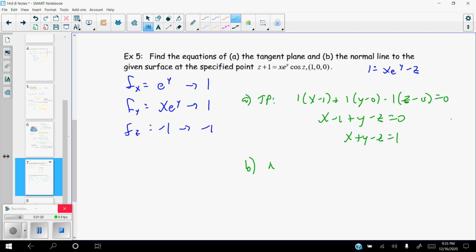And then the normal line. Remember, we needed a point, which we have, and we need the normal vector, which is given to us right there. So our normal line is going to be x equals starting at 1 with a slope of 1. Y is going to be starting at 0, with a slope of 1, so that's just t. And z also starts at 0, but it has a slope of -1, so it is -t. Done.